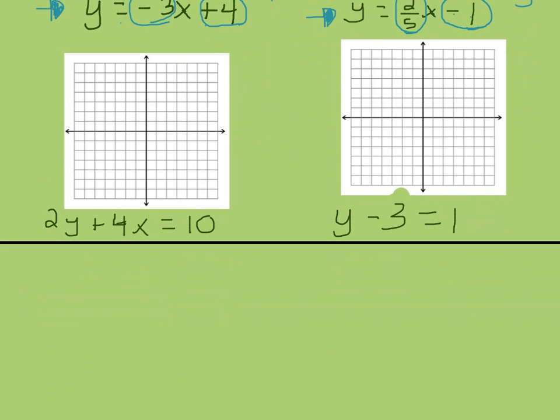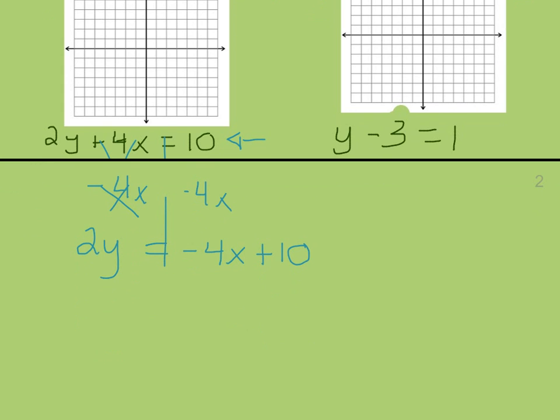This one, if you notice, it is not in slope-intercept form, so we need to fix that first. So what we're trying to do is get the y by itself, so I'm going to move the 4x over to the right side, and so that cancels these out, and I'm left with 2y equals, and I'm going to put that 4x here right after the equal sign, and then that 10 is a plus 10, so I'm going to write plus 10 there.